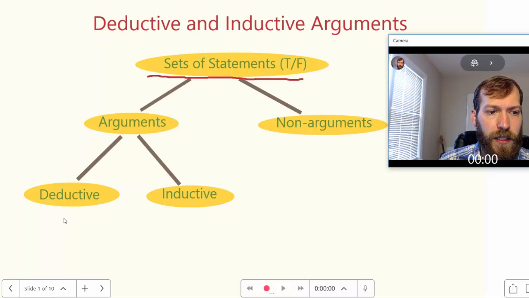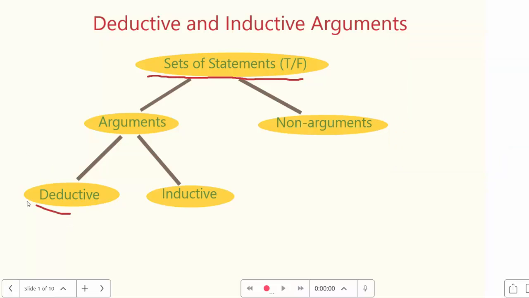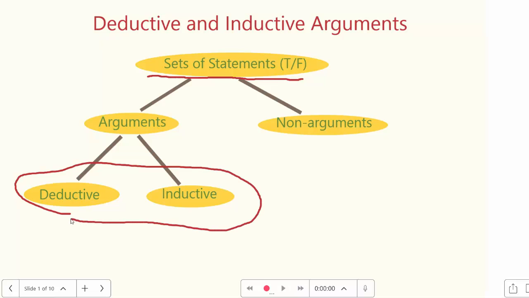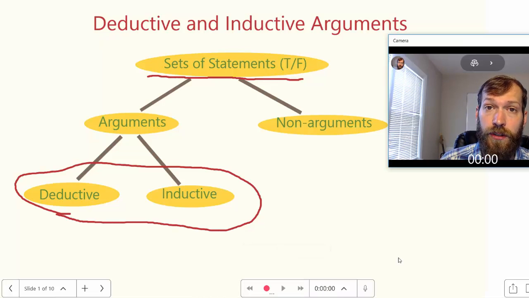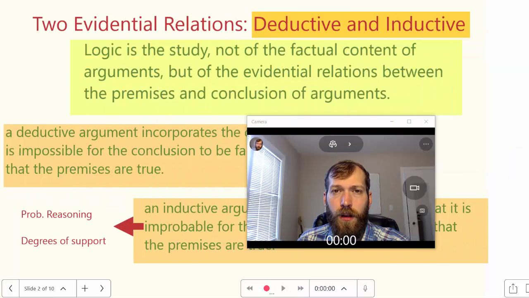And now what we're doing is we're moving on to talk about deductive and inductive arguments, which are the two general kinds of argumentation that you can have. So let's proceed to that. An argument is deductive or inductive depending on how the evidence that we're offered, that is the premises, relate to what we're trying to prove, that is the conclusion.